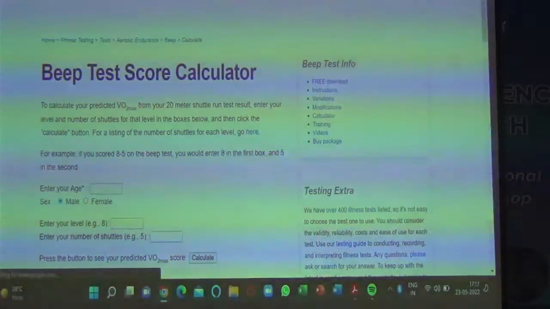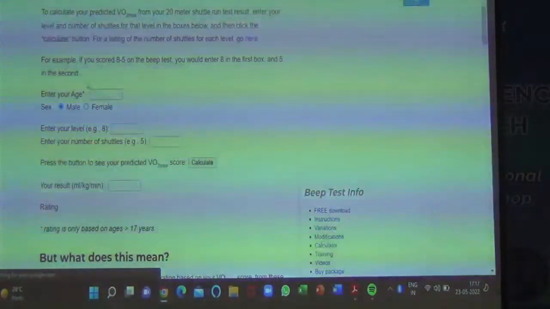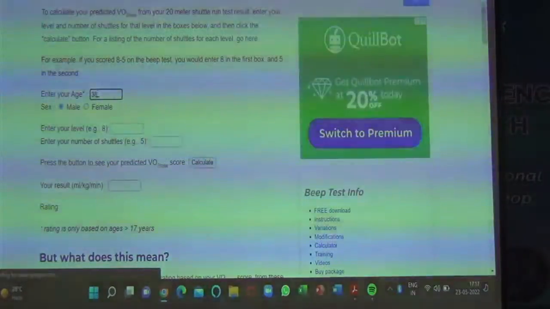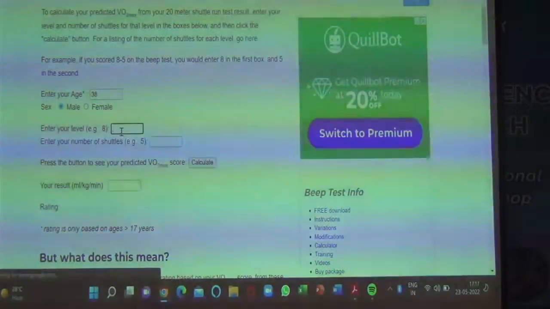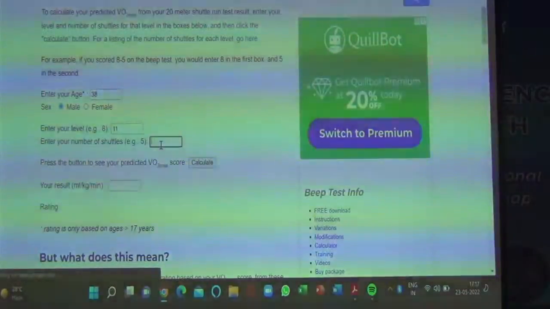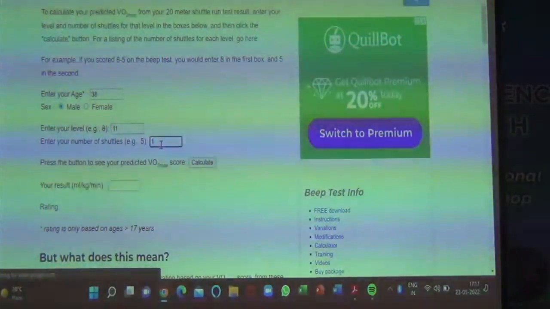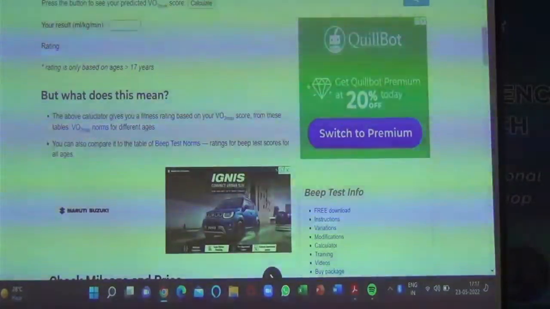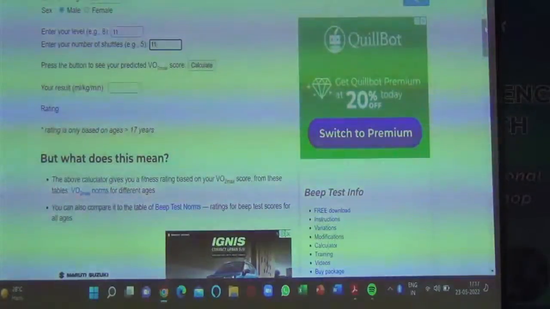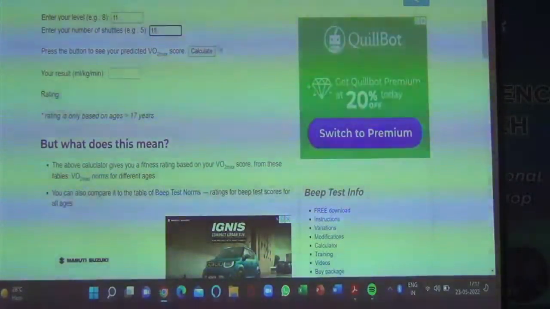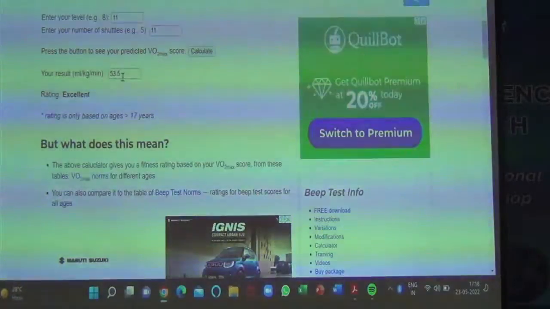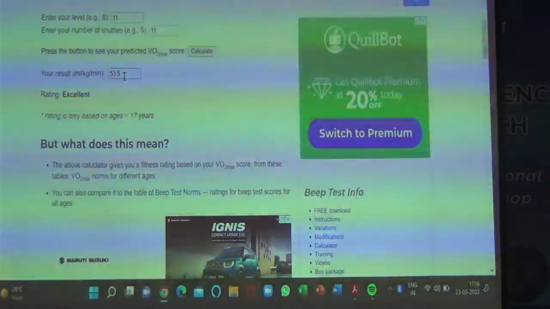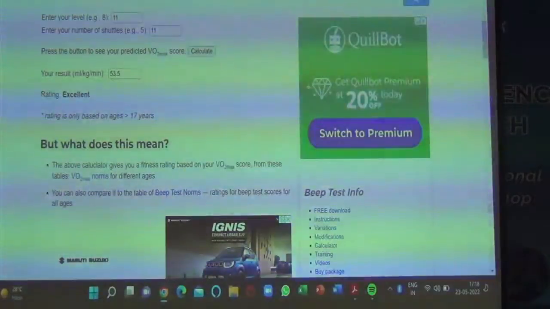Age 38. Level 11 and shuttle 11. I kept the level as 11 and the shuttle as 11. Now look at the value: 53.5.